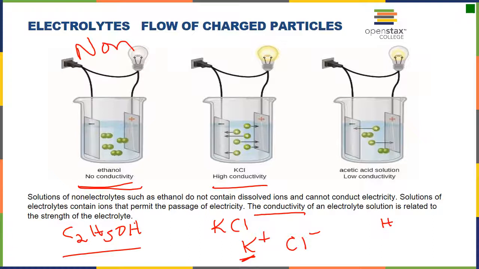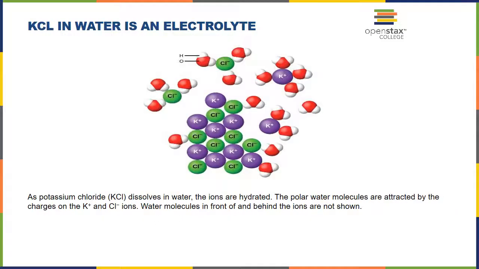Acetic acid, we're going to discover, is one of our weak acids. And when we put C2H3O2 in water, it's going to make just a few ions, about 1 out of every 10,000. Acetic acid will dissociate and make an ion, and it will conduct a very little bit. Don't memorize that.